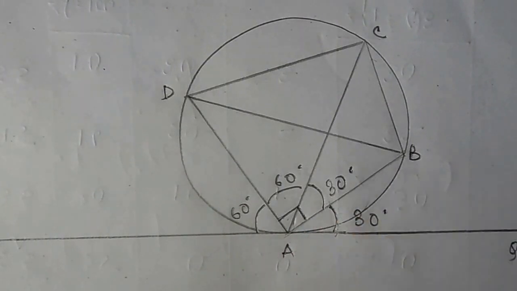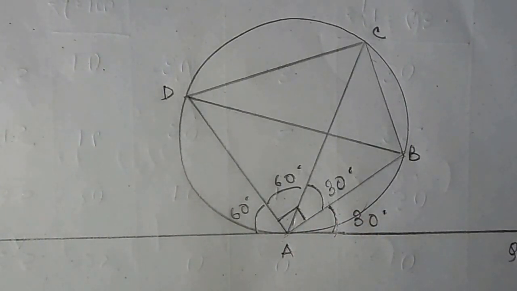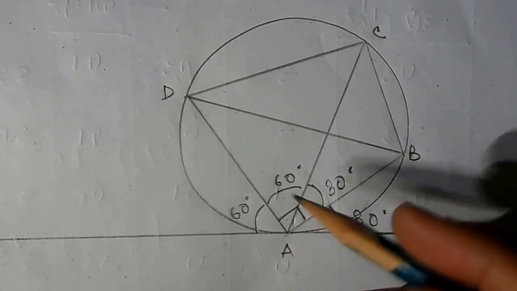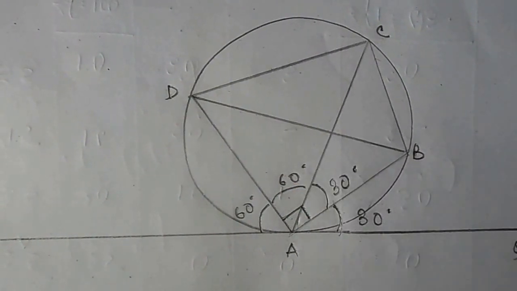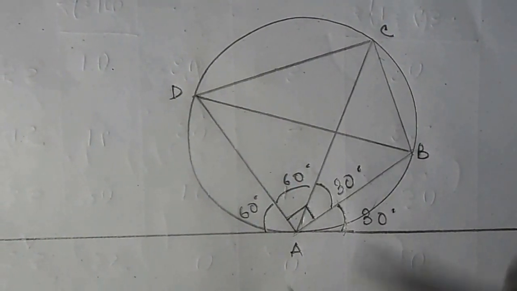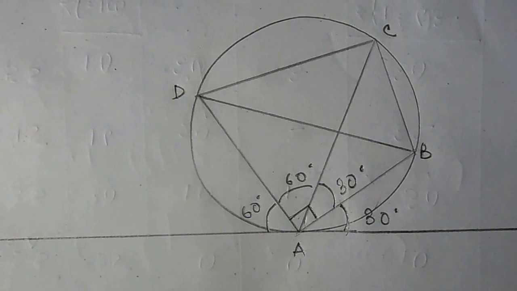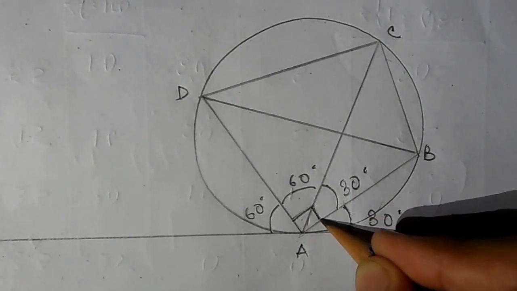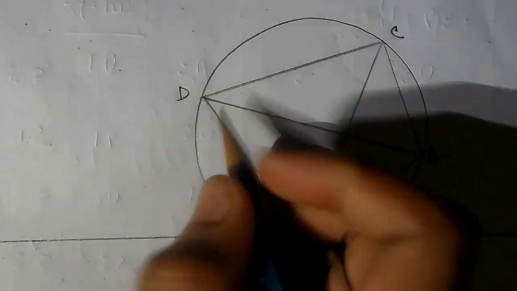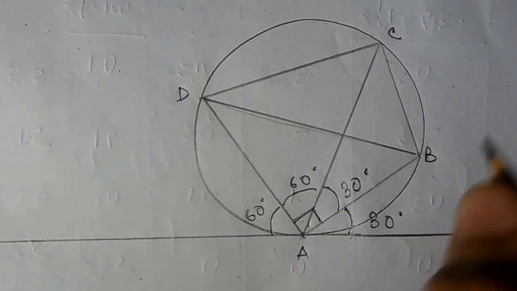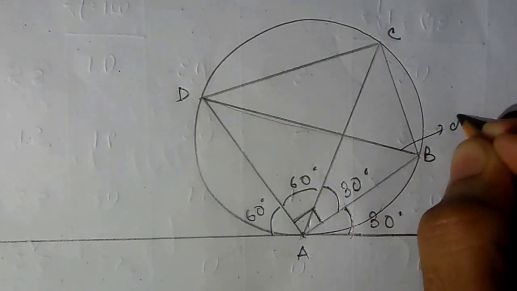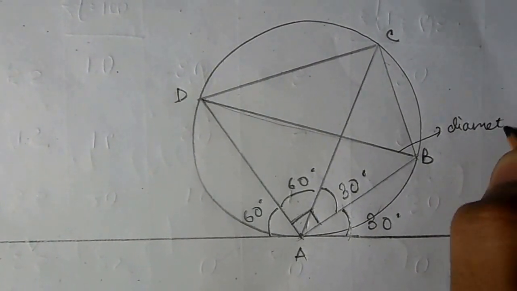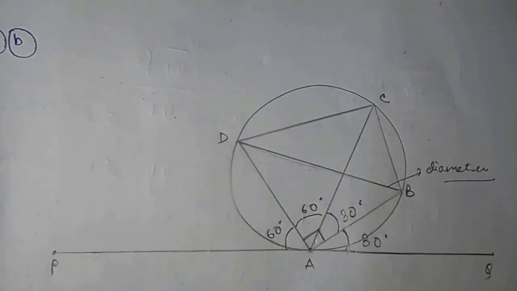This is 90. So you have studied in circles, I guess, that an angle making 90 degrees at the point touching the circle is the diameter of the circle. So if this is 90 degrees at point A, so DB will definitely be the diameter. So you have to write all that and this is proved.